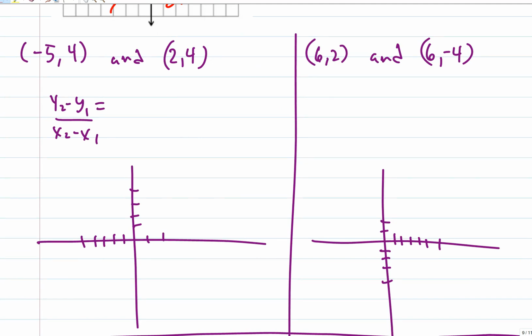I'm going to start with the formula this time. Negative 5, 4, and 2, 4. What is the y2 minus y1? I heard 4 minus.